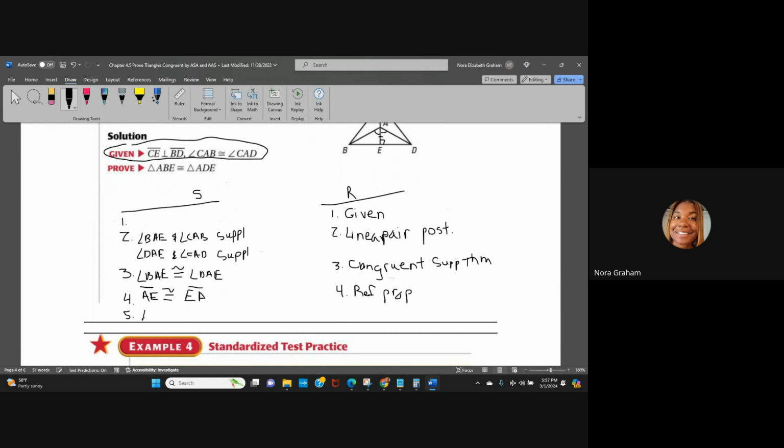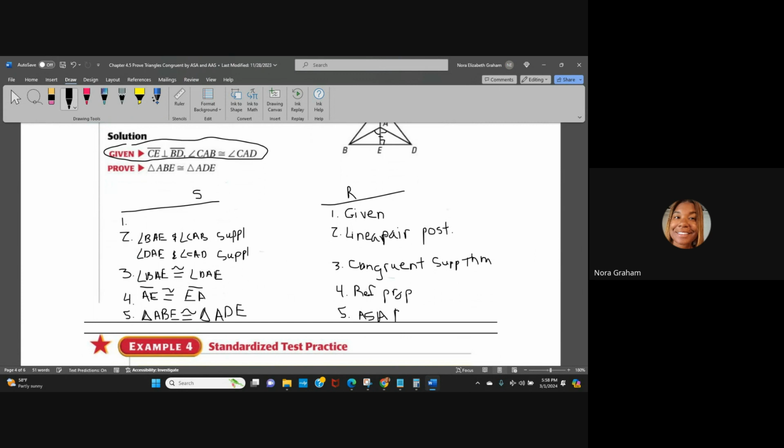So we can say that triangle ABE is congruent to triangle ADE. And this is by the angle, side, angle postulate. I might try to do a whole video where I have just proofs.